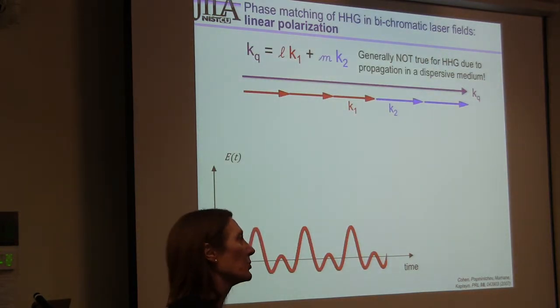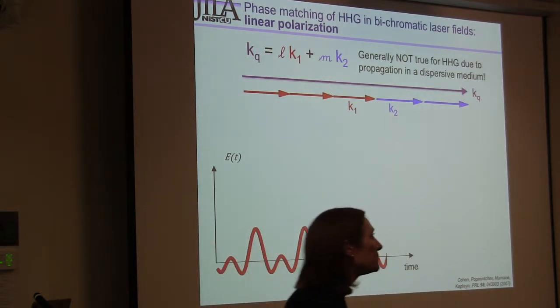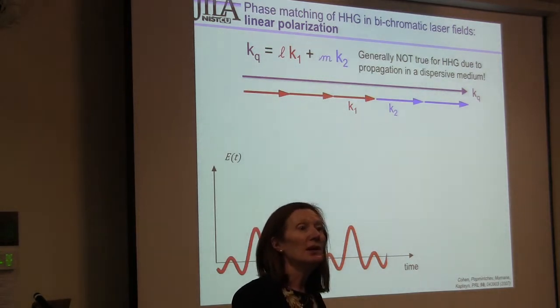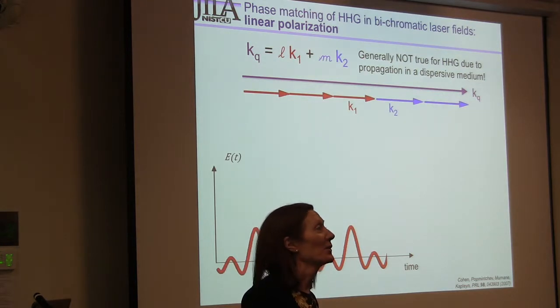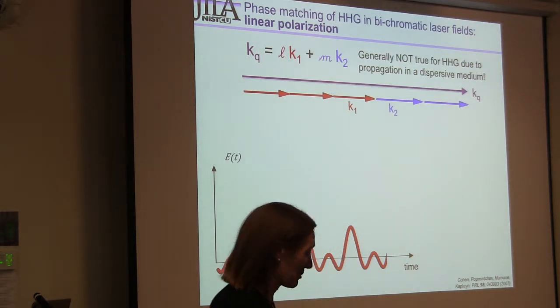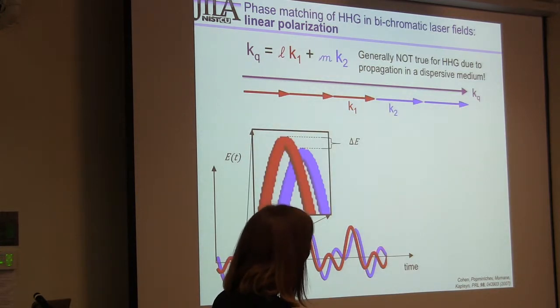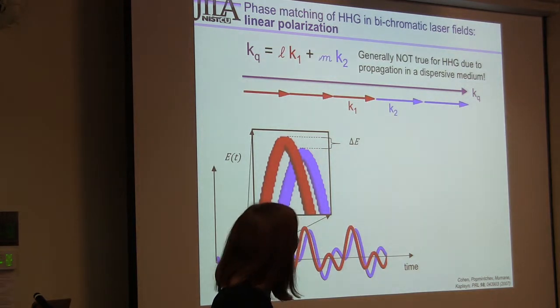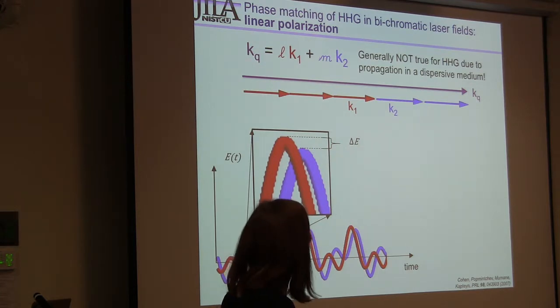And normally, if you do two-color linearly polarized laser fields to make harmonics, will red and blue light travel in any medium at the same speed? Do you want to hazard a guess? Yes or no? No, exactly. And the reason is that there's some phase slip as they propagate. And so the intensity will modulate, and you can do a quasi-phase matching based on this, but in general, you won't get perfect phase matching.